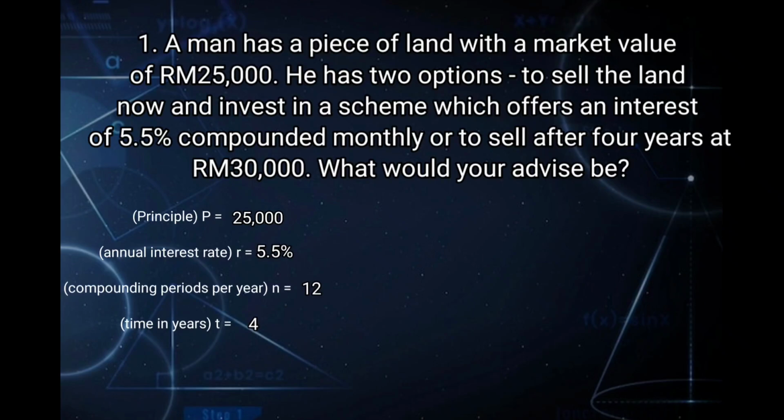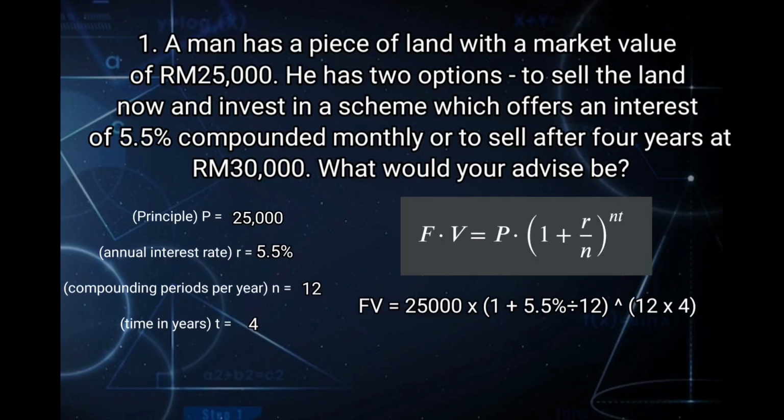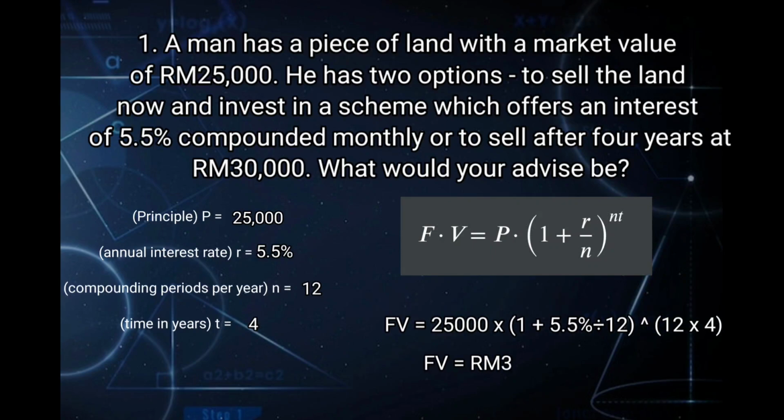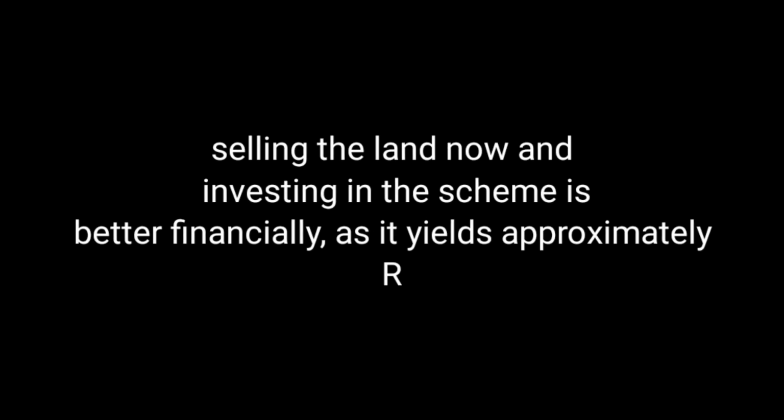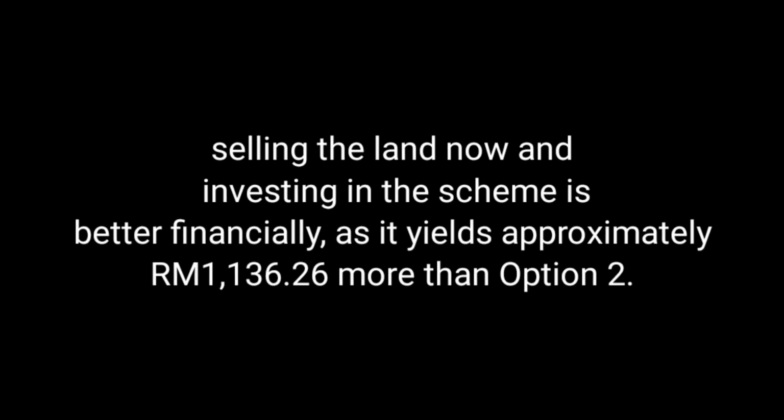In order to complete this option, we need to refer to this formula. That is why 25,000 needs to be multiplied by 1 plus 5.5% divided by 12, to the power of 12 times 4. Therefore, you'll get the face value of 31,136 ringgit and 26 cents. So, selling the land now and investing in the scheme is better financially, as it yields approximately 1,136 ringgit and 26 cents more than option 2.